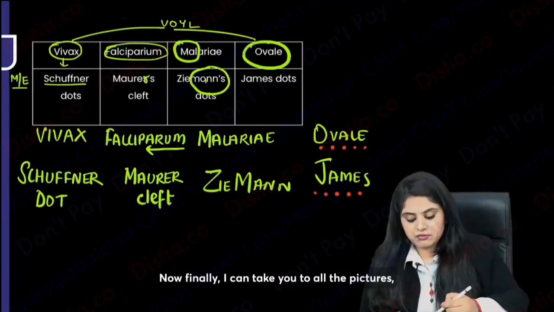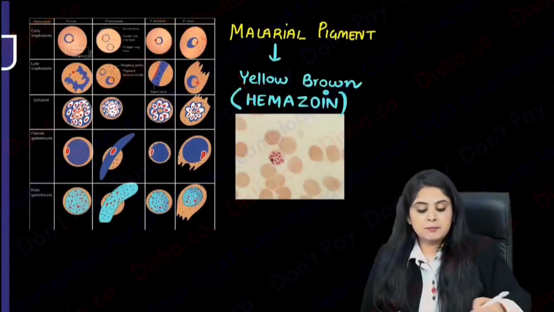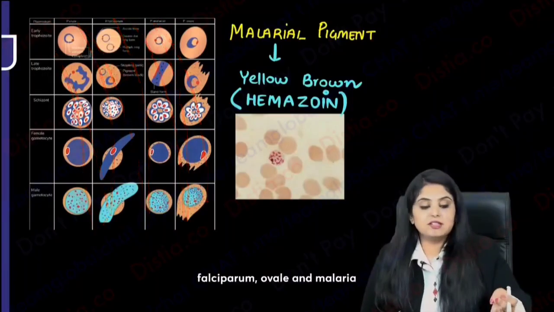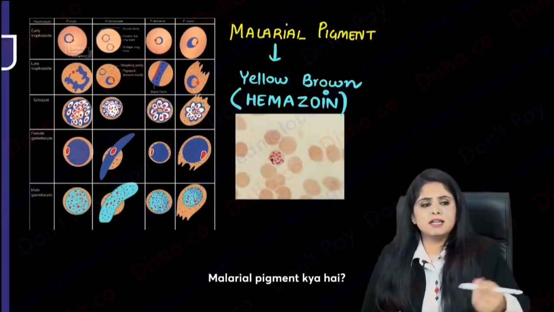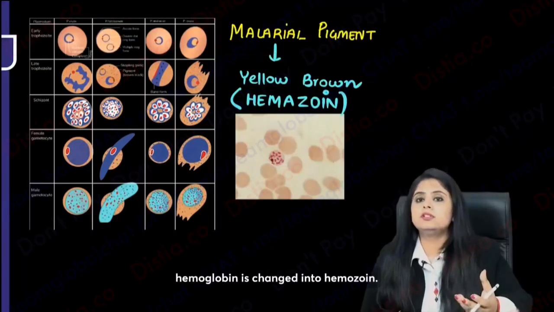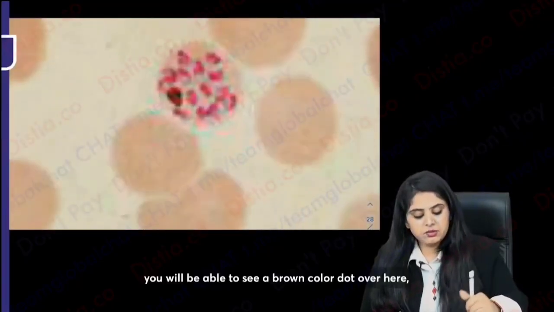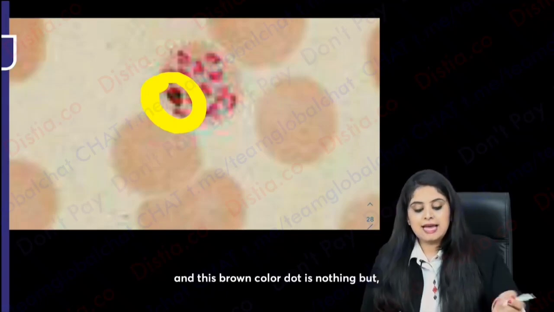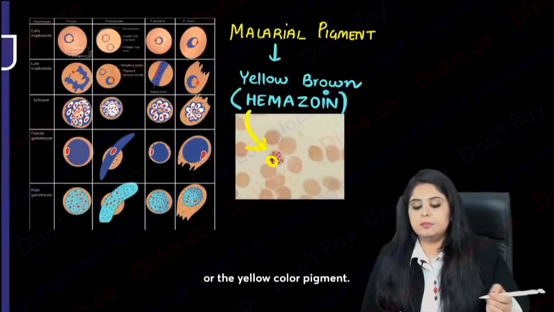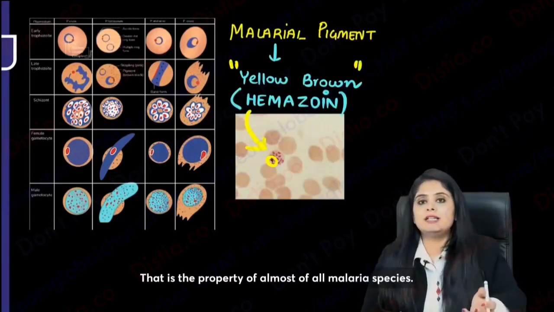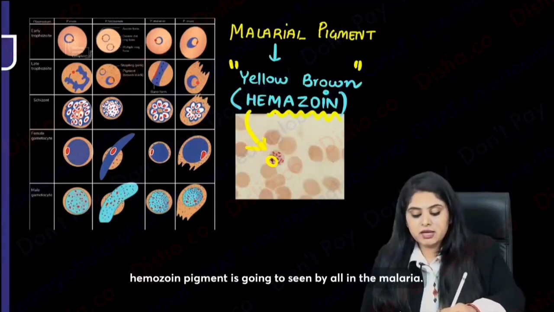Okay, this is done. Now finally I can take you to all the pictures one by one. What is common to all, vivax, falciparum, ovale and malariae, is that we have malarial pigment. What is malarial pigment? Whenever malaria comes into our body, hemoglobin is changed into hemozoin. If you look very carefully into this cell, you will be able to see a brown color dot over here, and this brown color dot is the hemozoin or the yellow color pigment. That is a property of almost all malaria species. The color varies, but the property is seen in all. Hemozoin pigment is seen in all malaria.